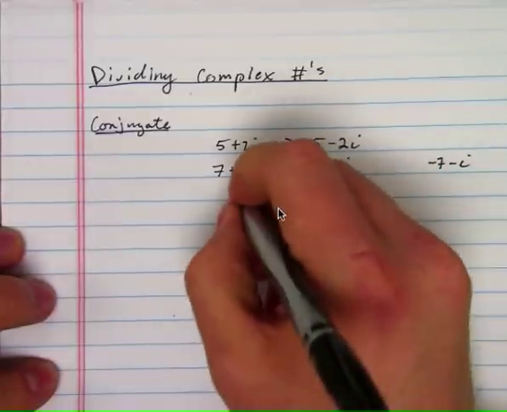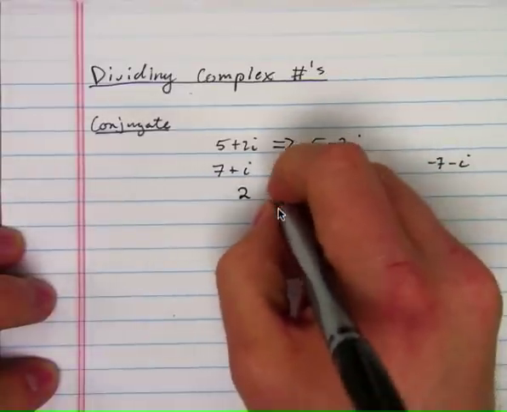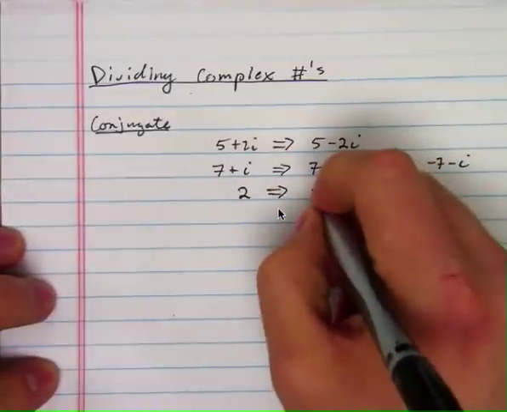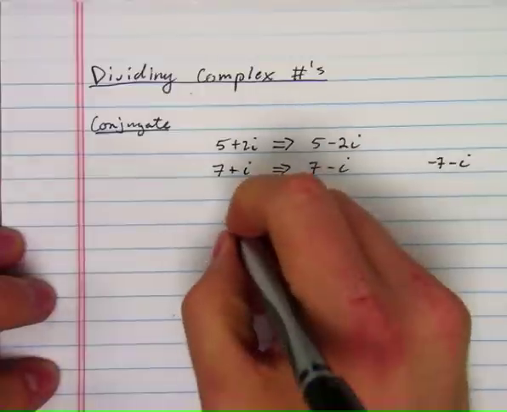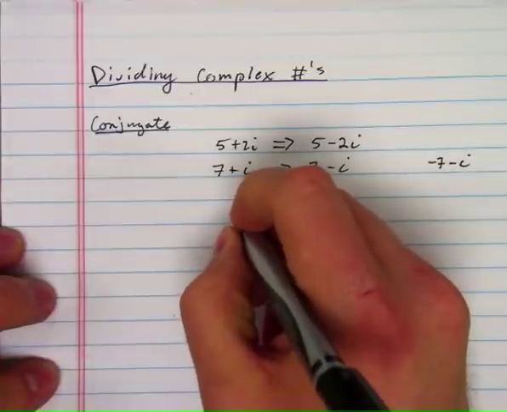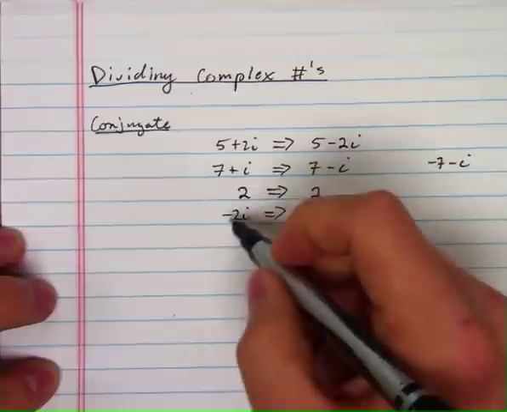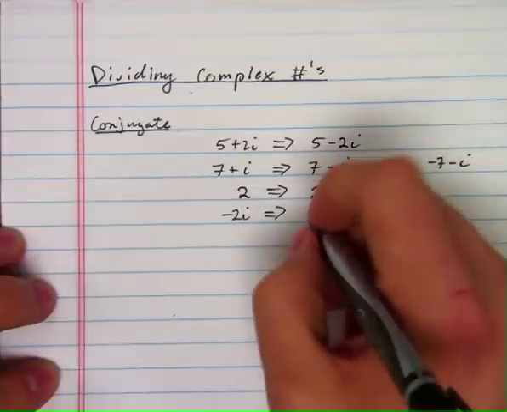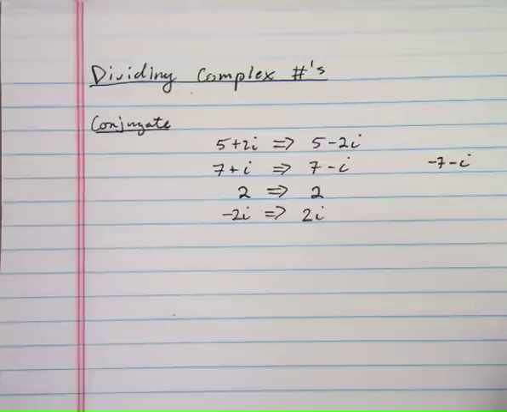So what if I had a number without an imaginary part? What's the conjugate? It's just 2, because we don't turn the real part. What if we have something that is just an imaginary part, like negative 2i? What's the conjugate there? Well, we flip the imaginary part, and that would be 2i. So it's very important. The conjugate is not the opposite. It's just flipping that i part.